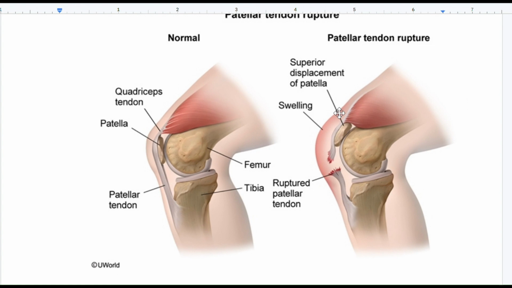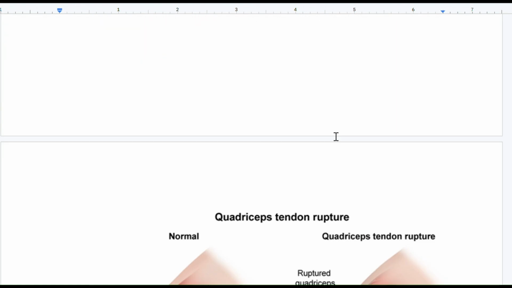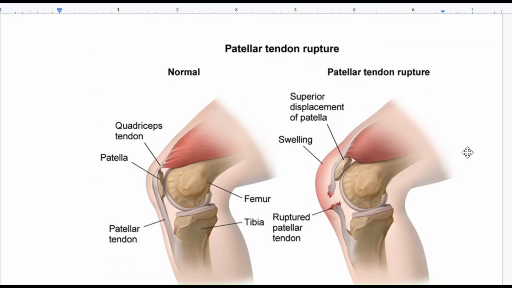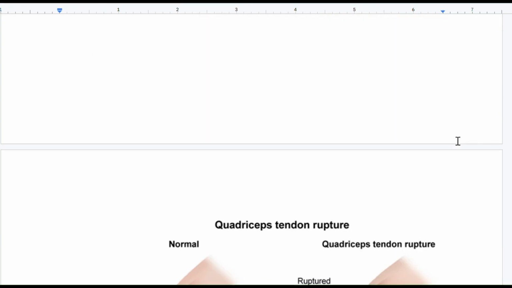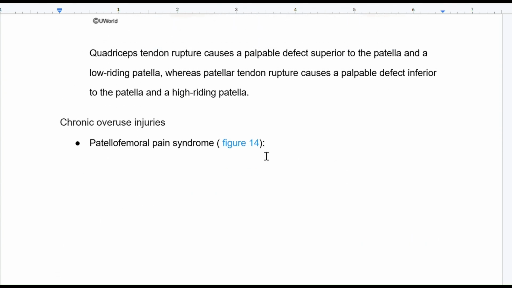See figure 12, and figure 13. I probably scrolled by that too fast. Here. Okay, and then this one. Okay. I mean, you can always pause.